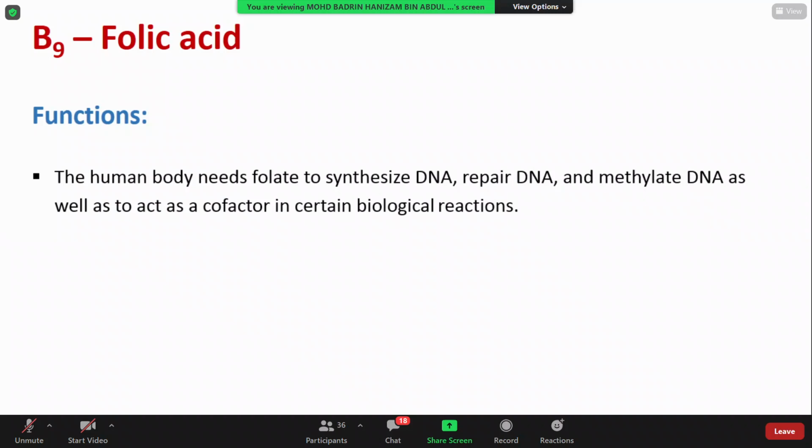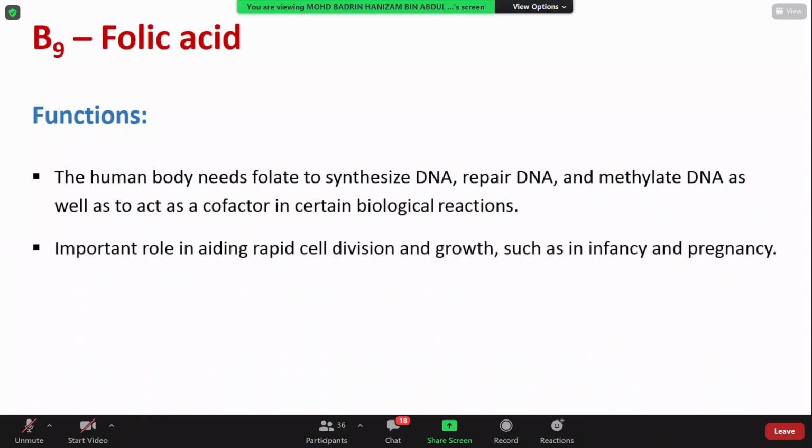It is responsible for synthesis of DNA and to repair the DNA, methylate the DNA, as well as to act as a cofactor in certain biological reactions. It plays an important role in aiding rapid cell division and growth, such as in infants and pregnancy.